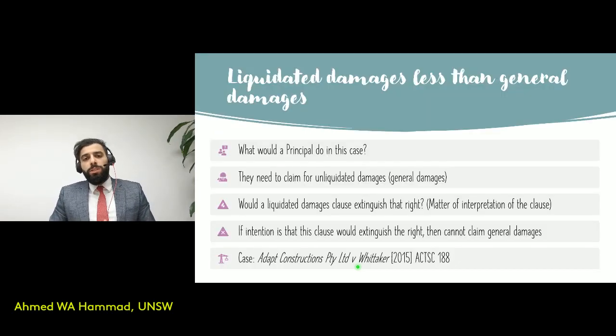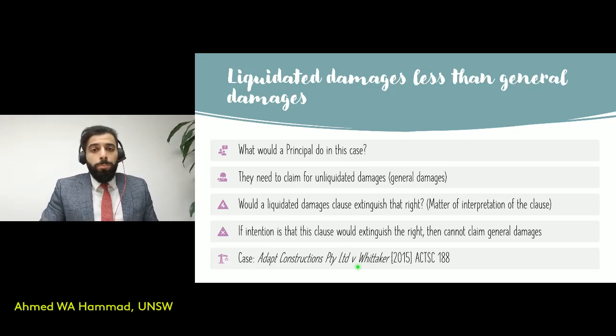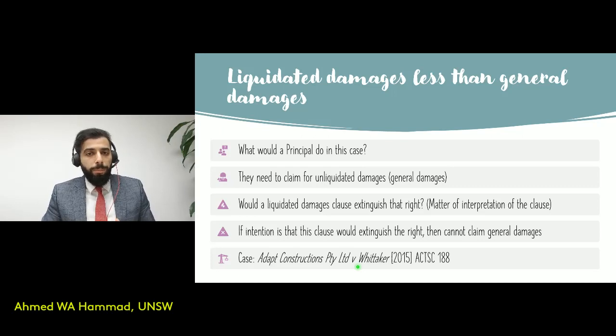Second issue is where a principal faces a situation where the liquidated damages are less than the general damages. So they'd inserted the specified amount in the contract, but later on in the project they found that there had been an accumulation of a lot of damages, general damages, unliquidated damages, so the amounts of which have not been specified in the contract, and these outweigh the amount that had been specified, the LD clause, if you like.